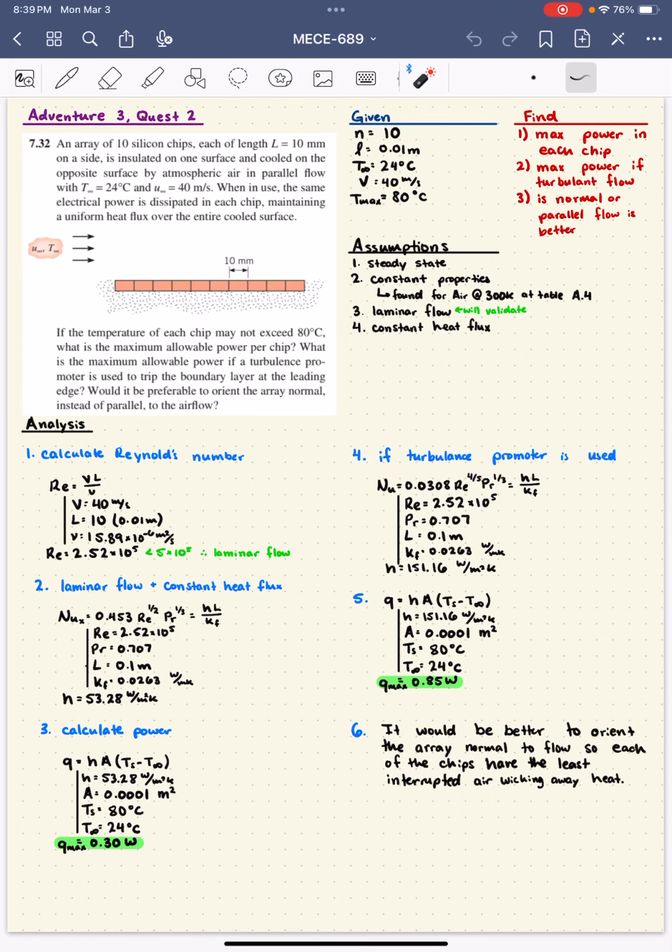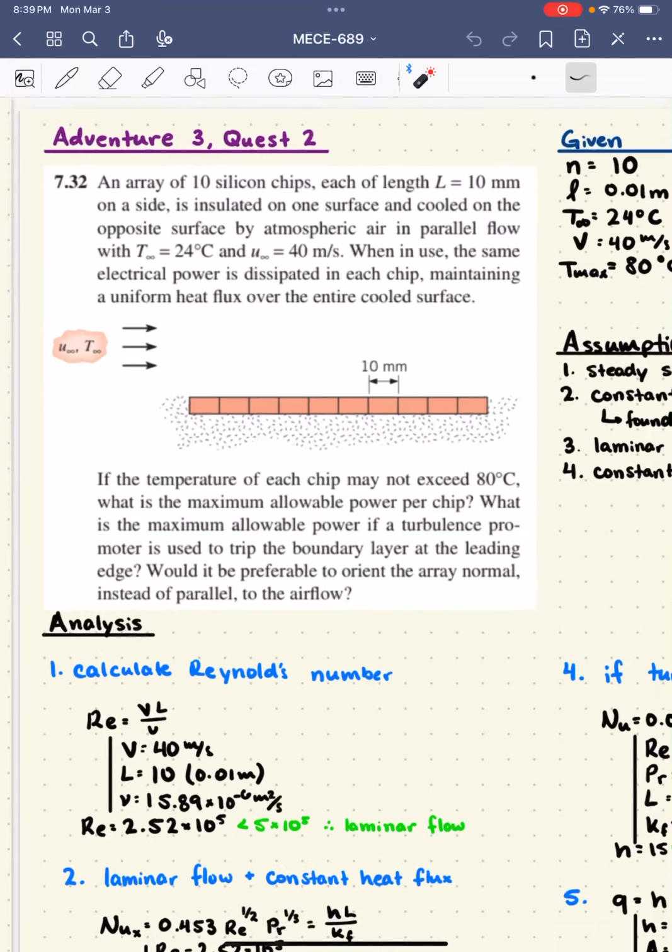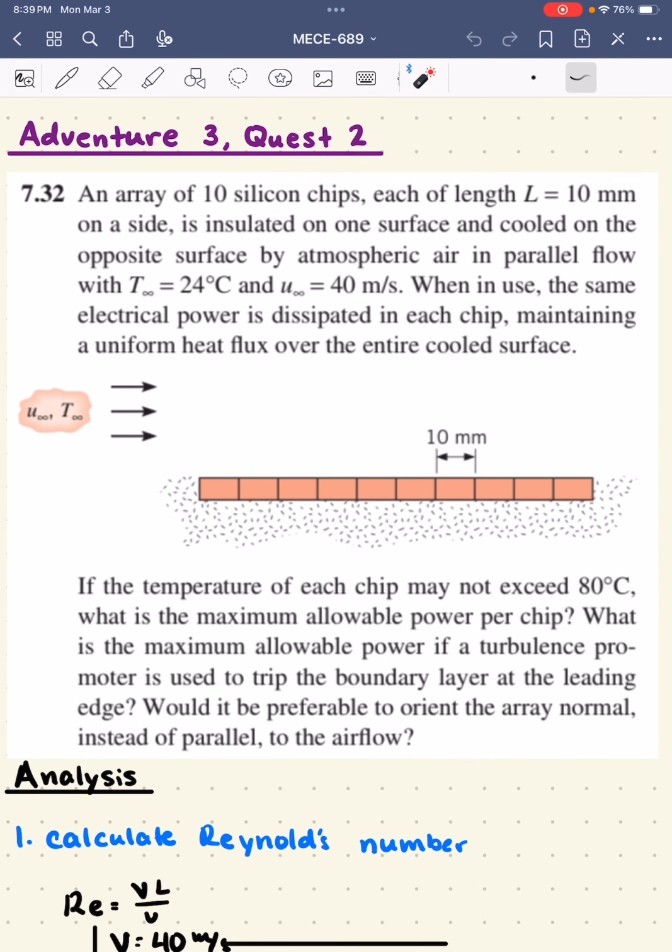Guys, so this is my how-to video for Adventure 3 Quest 2, where I will be solving question 7.32. Now, in this problem, we have an array of 10 silicon chips. Each is a length of 10 millimeters on a side and is insulated on one surface and cooled on the opposite surface by atmospheric air in parallel flow.